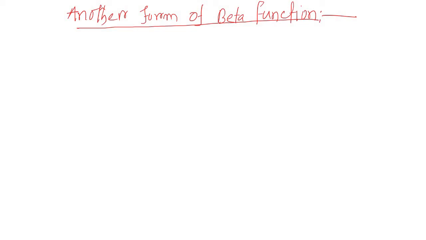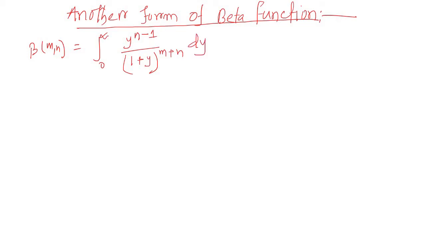In this presentation, we will see another form of beta function, which is given by beta(m, n) equals the integral from 0 to infinity of y to the power n minus 1 over (1 plus y) to the power m plus n dy. This is another form of beta function. Now we are going to prove this relation.